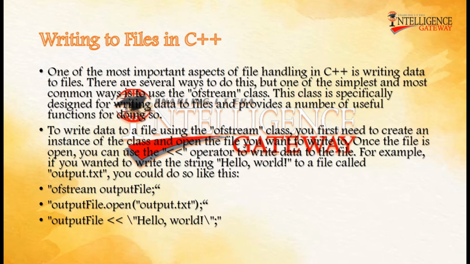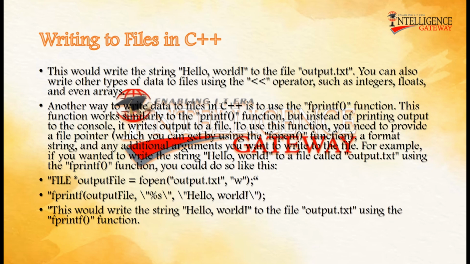Once the file is open, you can use the << operator to write data to the file. For example, if you wanted to write the string "hello world" to a file called output.txt, you could do so like this: ofstream outputFile; outputFile.open("output.txt"); outputFile << "hello world". This would write the string hello world to the file output.txt. You can also write other types of data to files using the operator, such as integers, floats, and even arrays.